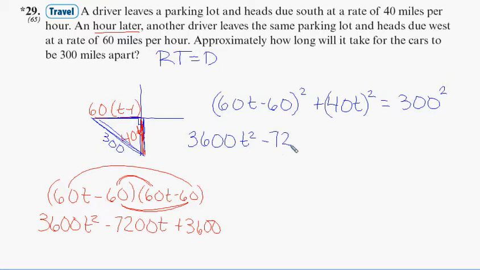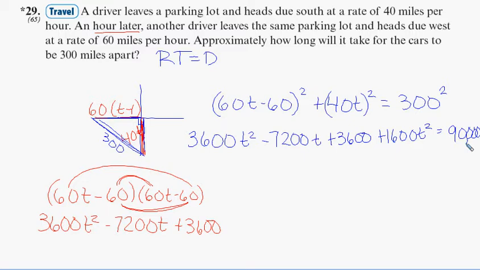Minus 7200t plus 3600. Okay, then we've got 40t squared, which should give me plus 1600t squared, and then 300 squared is going to give me 90,000. I believe it should be 4 zeros. Yep, 90,000. Okay, so now we have a quadratic equation, and it's a matter of adding your like terms together. I solved this one using the quadratic formula. I'm going to let you use whatever method you want.